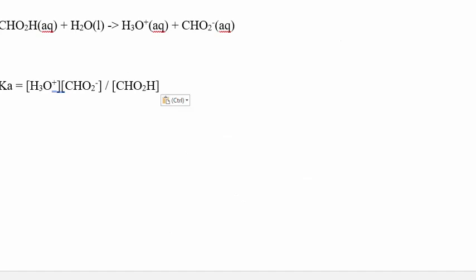Now I need to set up the equilibrium. So if I make an ice table, and it's going to be kind of a squished ice table here, initially I have 1.55 moles of my weak acid, and I have none of this. I'm going to change this by some value x. So my Ka expression is then going to be, each of these is going to be an x, and then this is 1.55 minus x.